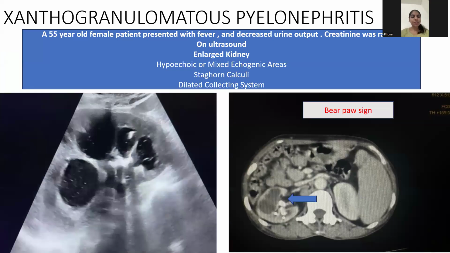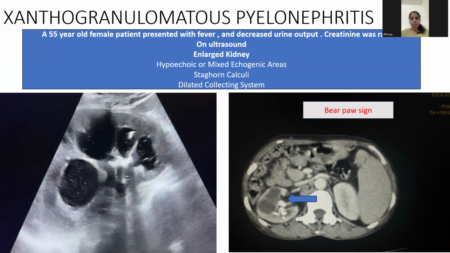Next is a case of a 55-year-old female patient who presented with fever and decreased urine output. On investigations, the creatinine was raised. Ultrasound shows an enlarged kidney with echogenic cortex, and hypoechoic or mixed echogenic areas were noted in the dilated pelvicalyceal system with a staghorn calculus.